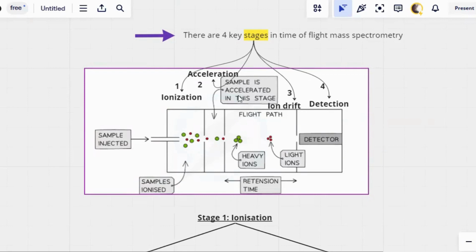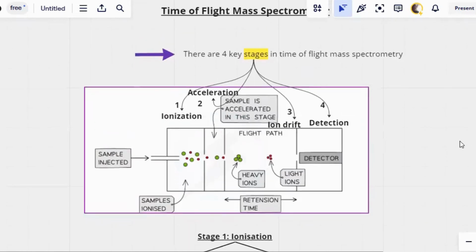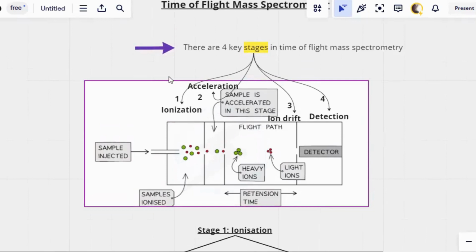Let's discuss the stages in the time of flight mass spectrometer. They are here in detail. There are 4 stages in a time of flight mass spectrometer: ionization, acceleration, ion drift, and detection.